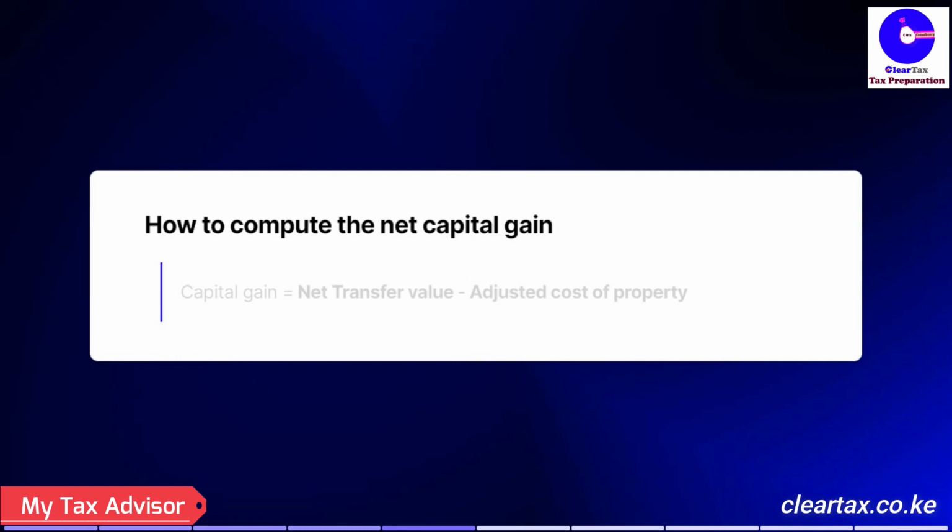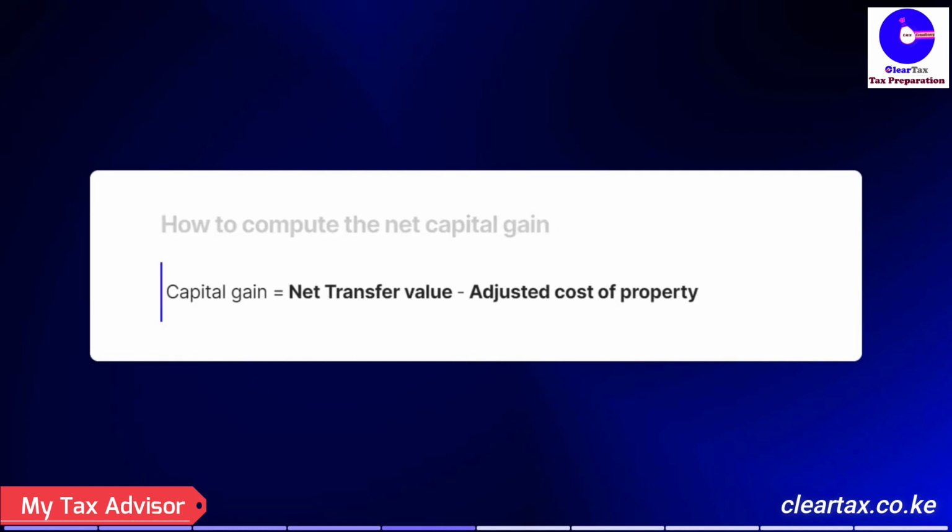So how do we compute capital gain? How do we know that an asset has actually appreciated or depreciated? The way we do that, we look at the net transfer value, and then we minus the adjusted cost of property. So the net transfer value, here's how we do it. I've sold a property for 10 million. That is the amount that I'm going to get from the buyer of my property.